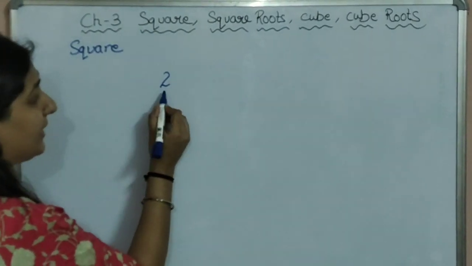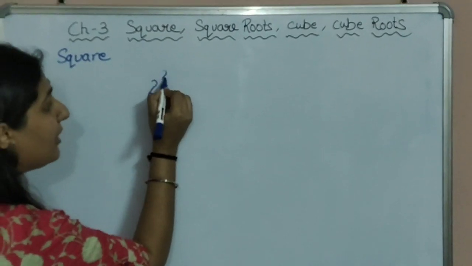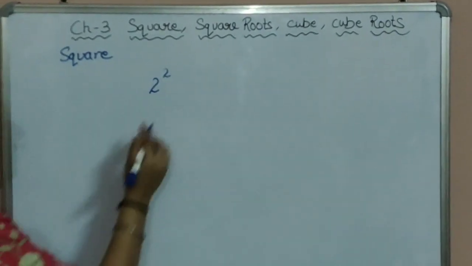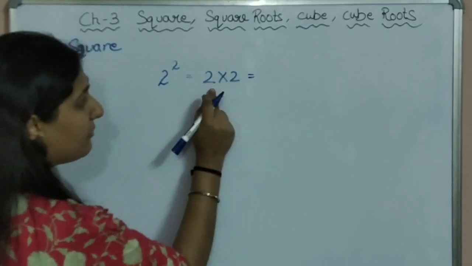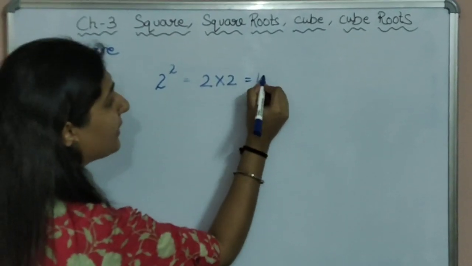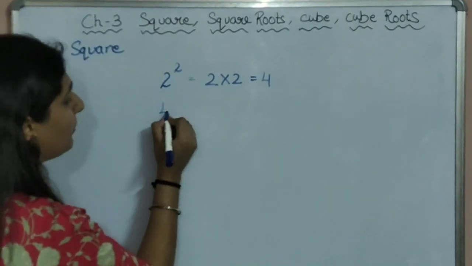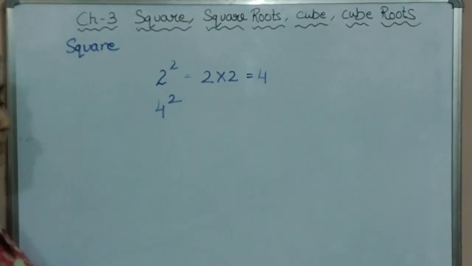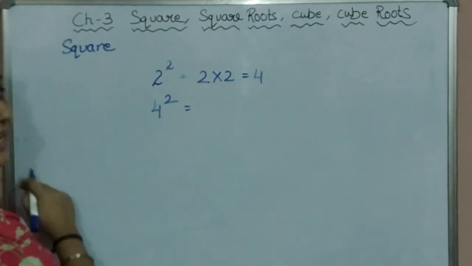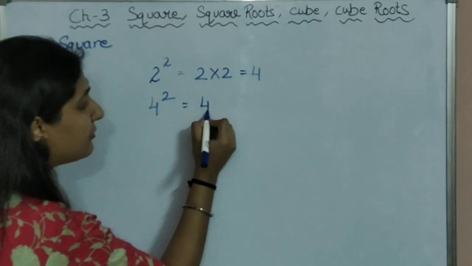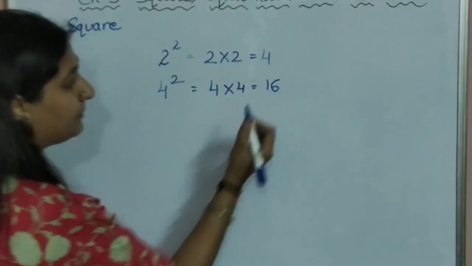Then how do we write it? Square of 2 will be 2 raised to the power 2. Okay, so that becomes 2 into 2. That is, we'll multiply 2 by 2. That is 4. Now similarly, if you have to find out the square of 4, that becomes 4 raised to the power 2. The exponent will be 2. That means we have to multiply the number 4 2 times. 4 into 4. That is 16.